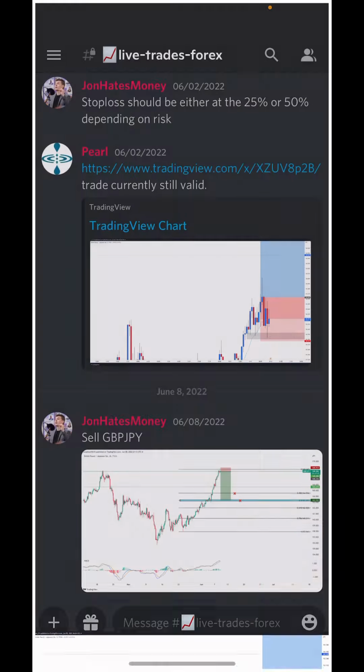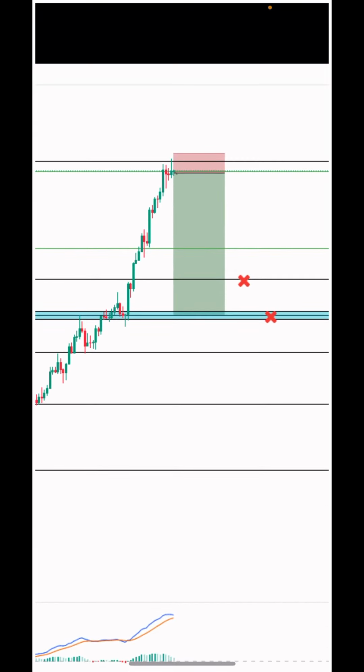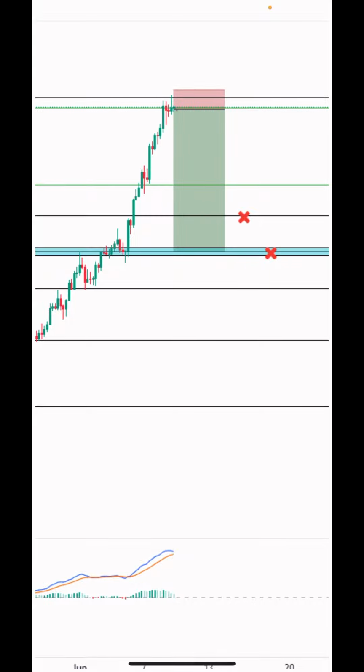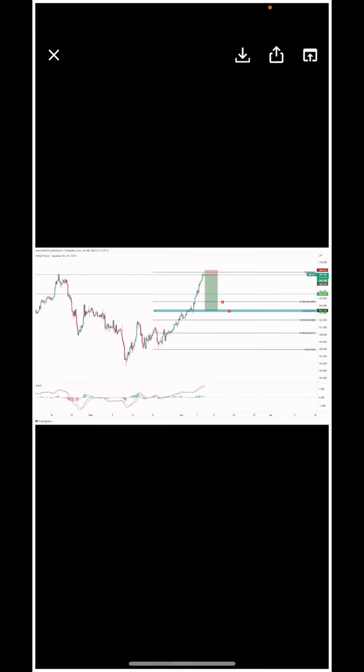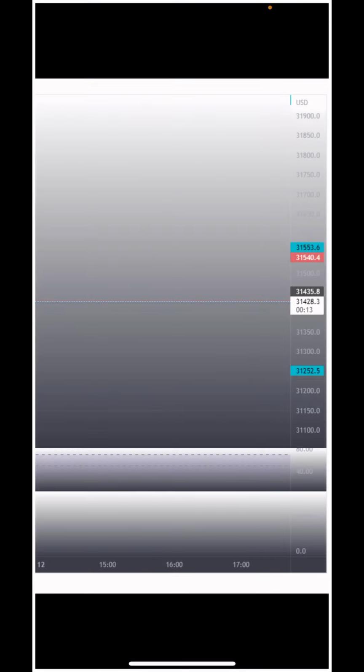So for example, you could see that the blue is above the red here. That is indicating that this is a buy. And then for this, you can see that the green is below the red. That is indicating it is a sell. How would we enter this trade?